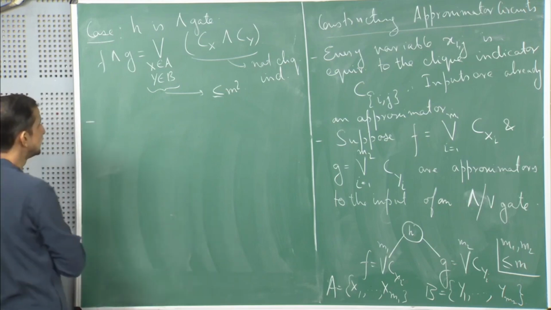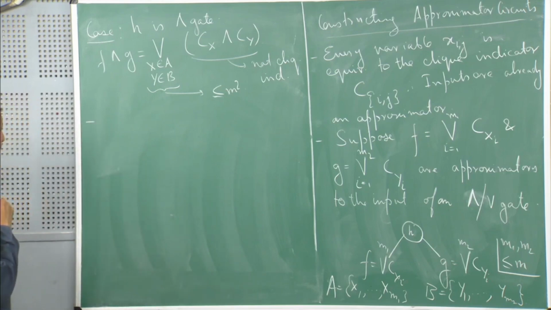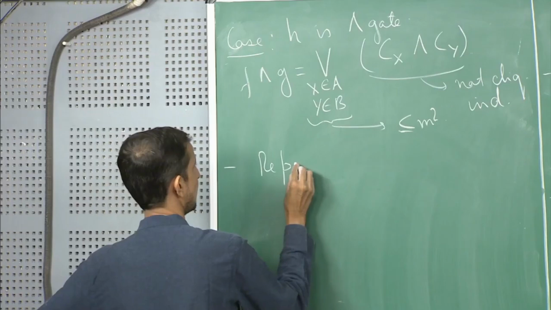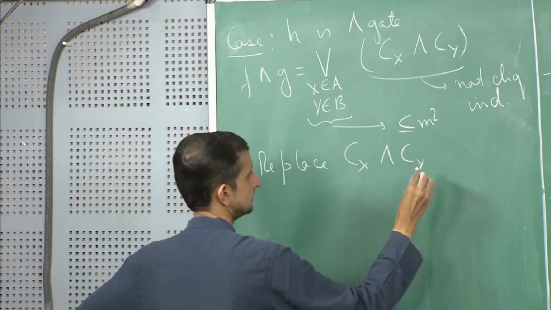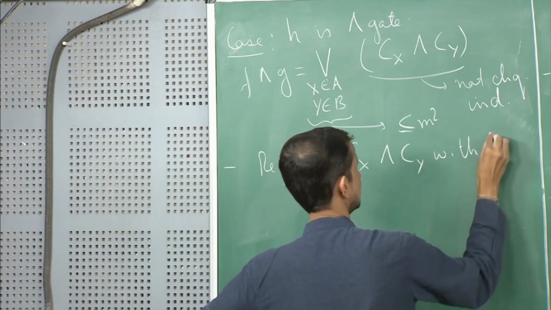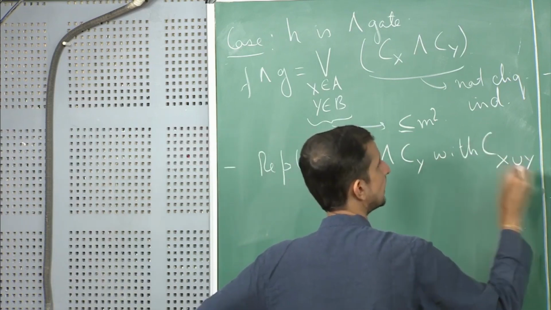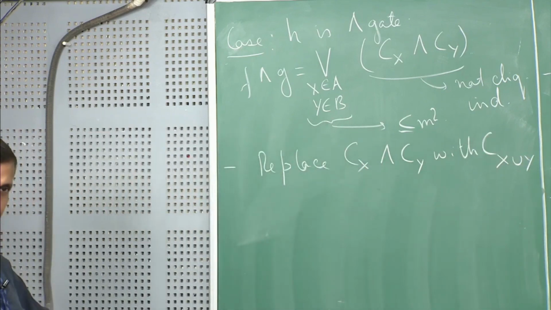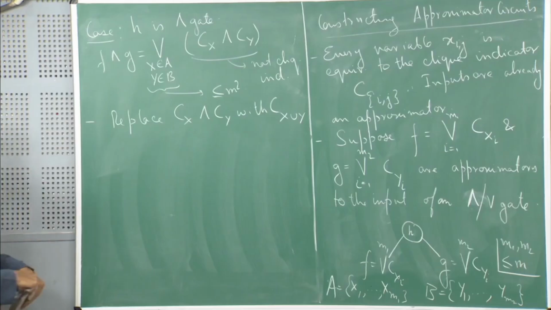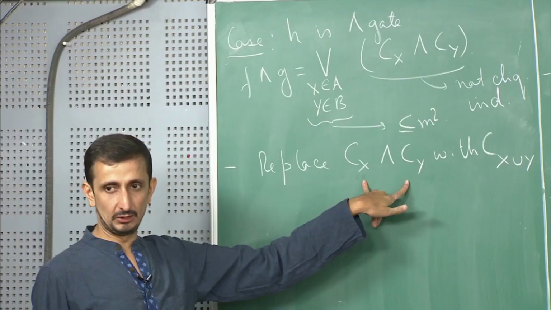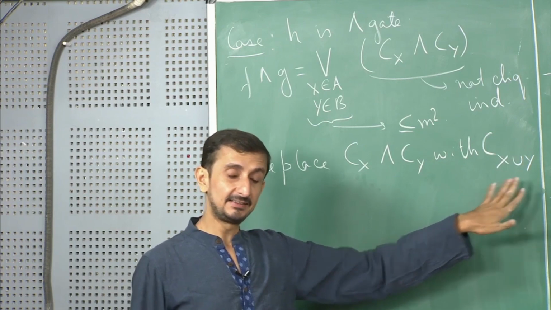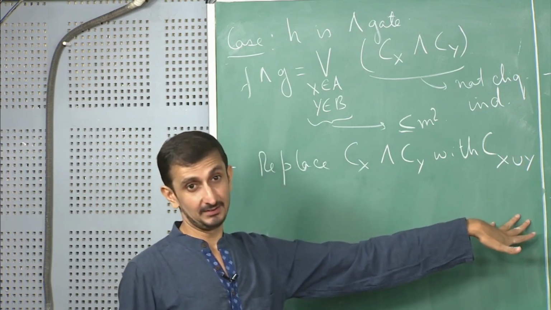So the first part can be handled as follows using the following approximation. We will replace C_x and C_y with C of x union y. Essentially this is asking for a lot more. Here it means that x has to be a clique and y has to be a clique for this to evaluate to 1. Here what we are saying is that the union of x and y has to be a clique.